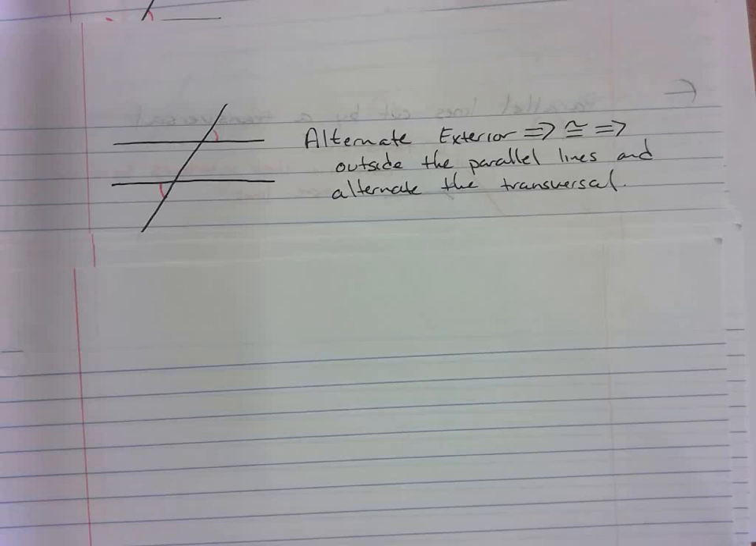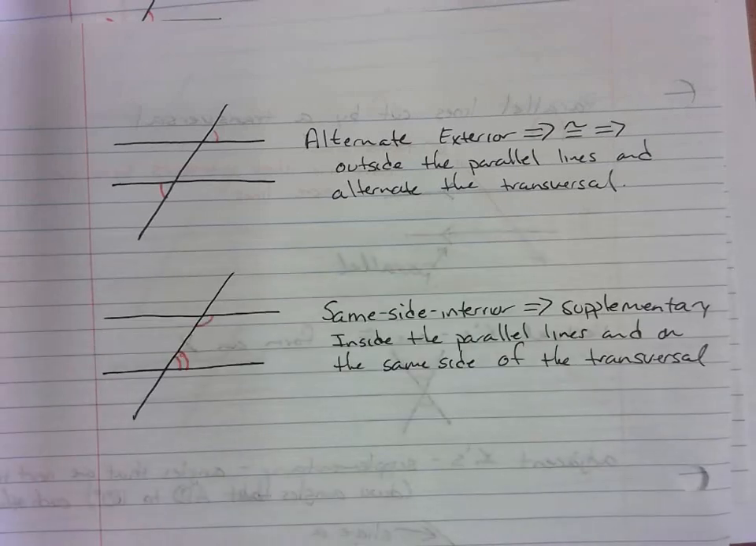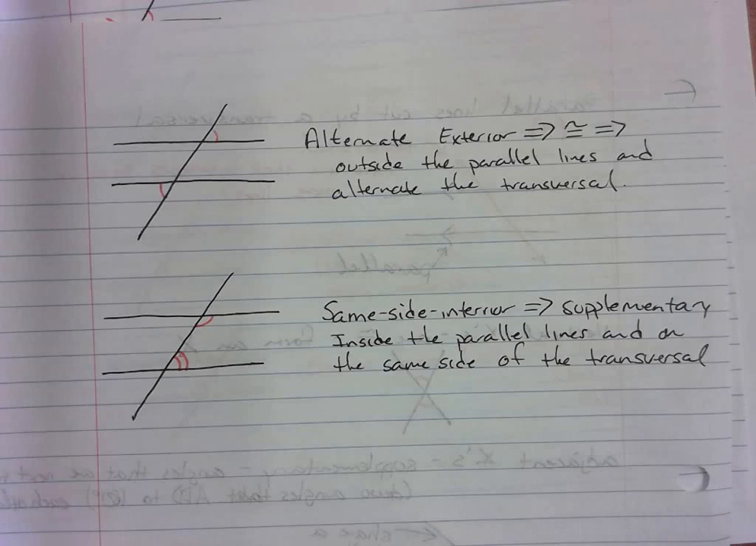All right, last one. Last one is same side interior angles. Same side interior angles are supplementary. They're inside the parallel lines and on the same side of the transversal. Here is your packet. I will go over one or two questions from each section.